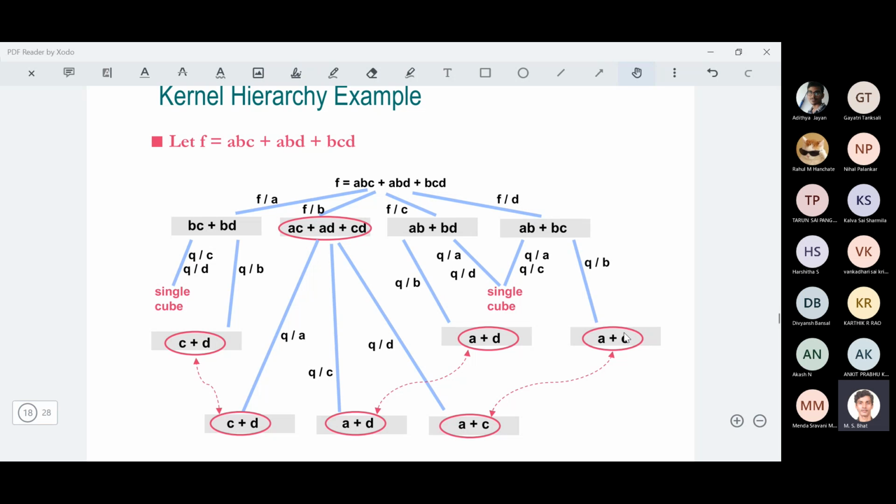So if you look at this, you have a couple of kernels, A plus C, A plus D, and C plus D. So this is a kernel of this. This is also a kernel of this. This is also a kernel of this. So function F has 2 levels of kernel. This is level 1 and this is level 0. Okay, this is the level 0 kernel.